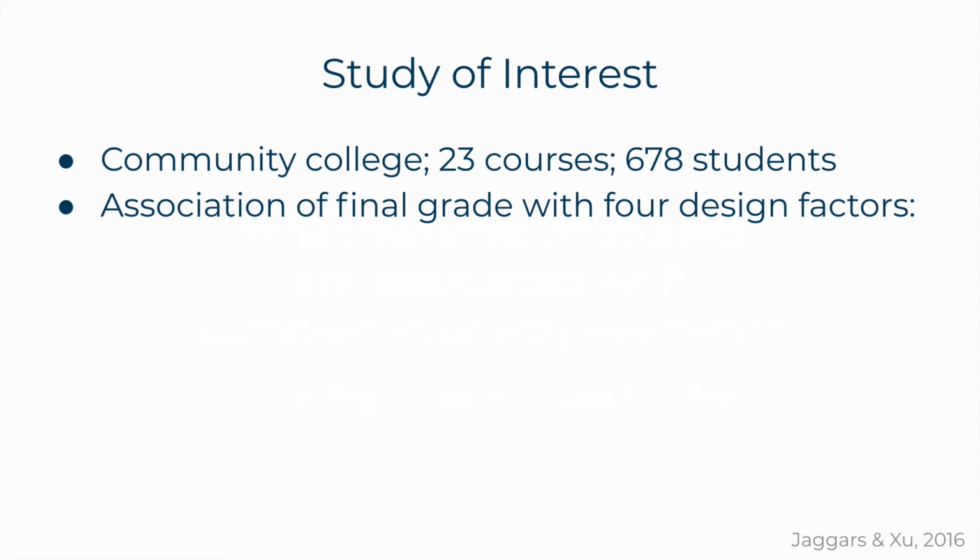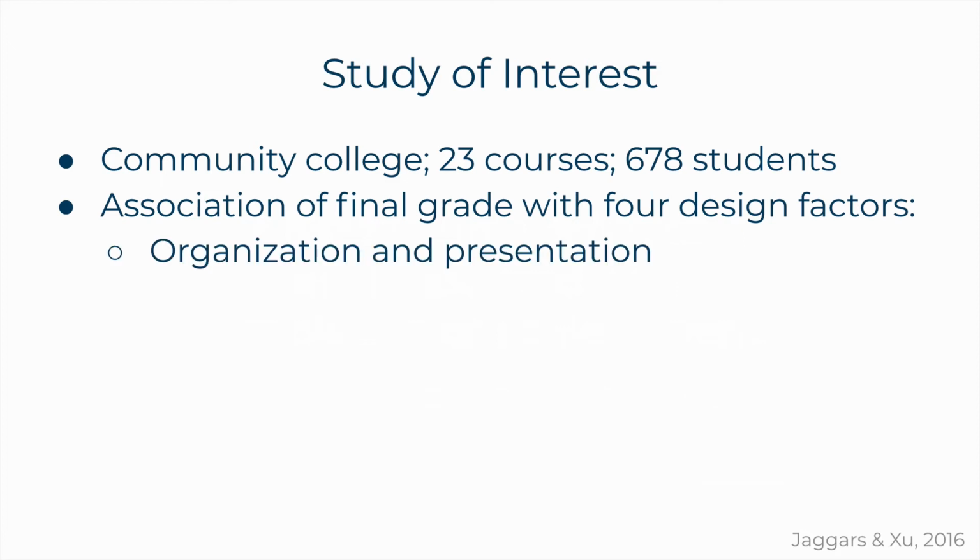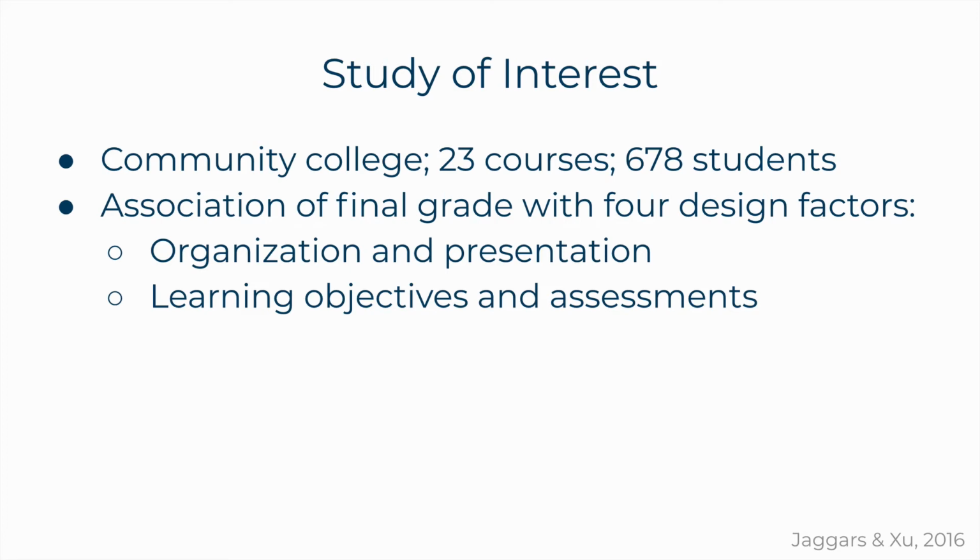And what they investigated was the association of the final course grade with 4 different design factors in the course. And these design factors were rated on a 3-point rubric from lowest to highest use of these particular design elements. First of all, organization and presentation. Was it easy to find your way around the course, to know what to do next, to know where the syllabus was in the course, for example? Learning objectives and assessments. Are learning objectives clearly given in the course? Are there assessments in the course? How do these align with the learning objectives?